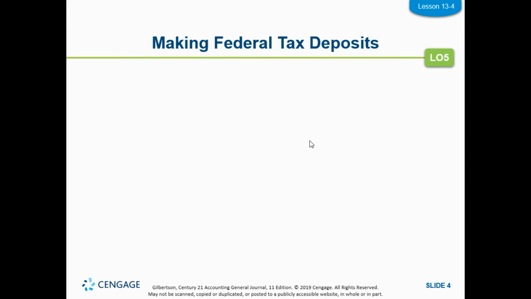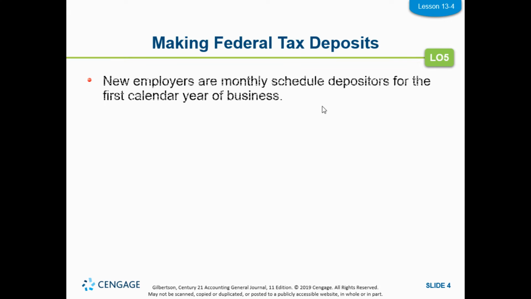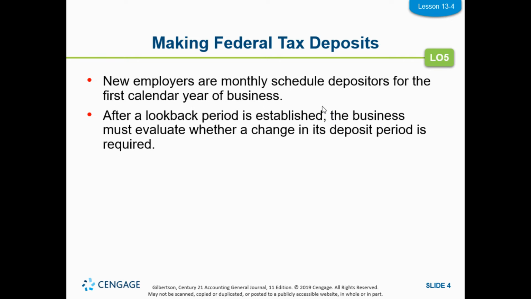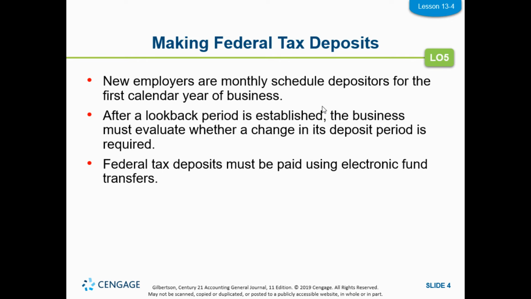And understand that once you decide, once you have that look back period, you need to abide by that to the letter. Okay? So here we go. New employers are monthly scheduled depositors for the first calendar year of business. So when you first start out, you're a monthly depositor. Then you get to that look back period and they throw you in one of those buckets we just talked about. Okay? It's going to decide when you have to deposit.